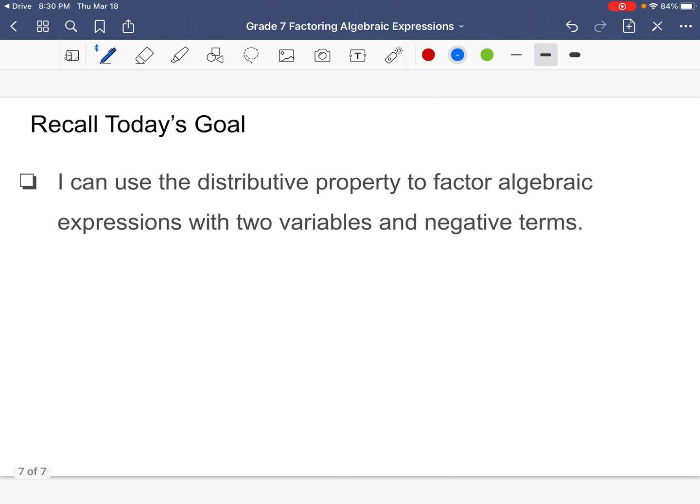So today you saw how to use the distributive property. Essentially, you're working in reverse from expanding to factor algebraic expressions, and you saw how to do it with more than one variable and with negative terms. And that's the end of today's lesson.